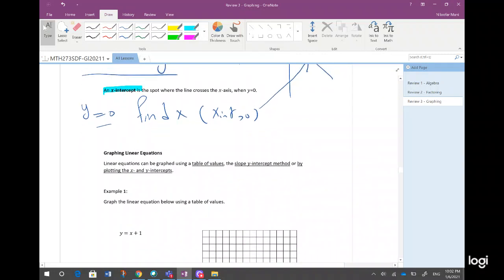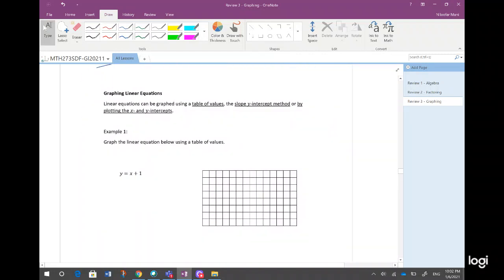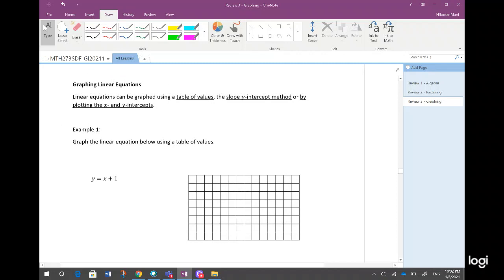You know how to find the slope, so you can do any of the methods for graphing. The first method is table of values. One of the methods is slope-intercept form, and one of the methods is the x-intercept, y-intercept method. I show you all of them. So the first one is by table of values.